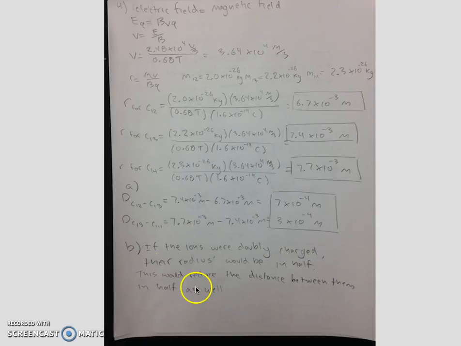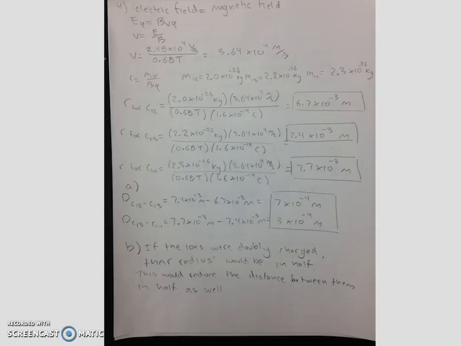Then the next question was asking if the ions were doubly charged, how would the radius change? And so I said that according to the equation, if the ions were doubly charged, since that charge value is in the denominator, if it was doubled, then the radius would be cut in half. And then this would subsequently reduce the distance between them in half as well.